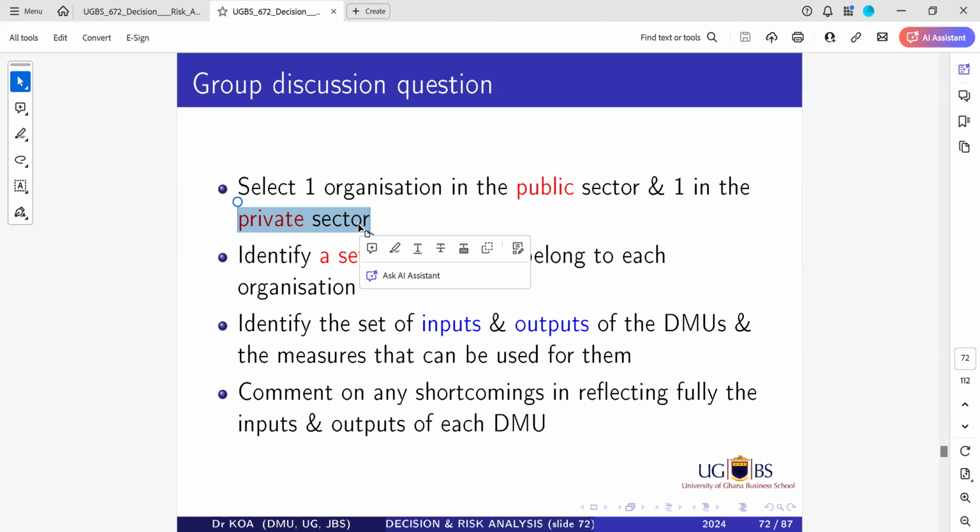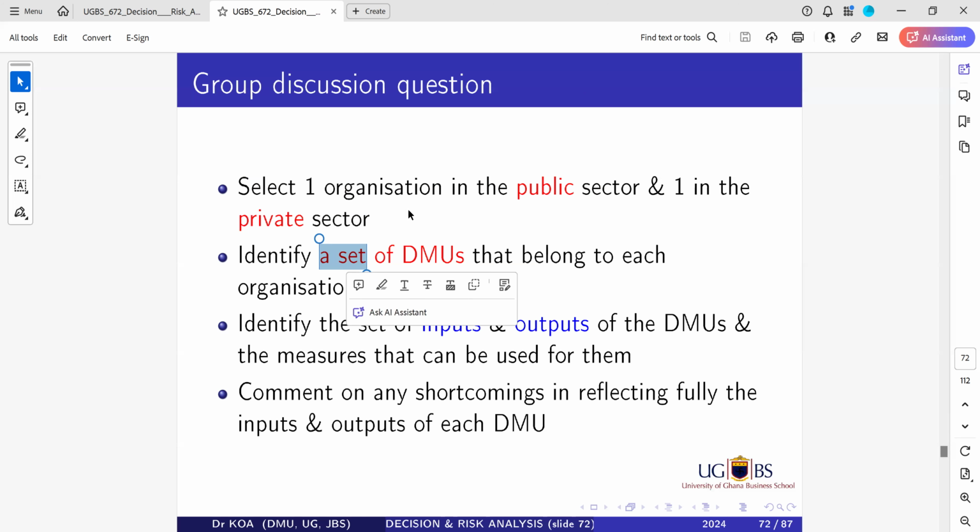But let's assume that we are dealing with public sector universities. And that's what you're supposed to pick. It can be IRS, revenues, police department, or several other things. What you do now is identify a set of inputs that belong to each of the organizations. And please, list as many possible inputs and outputs as possible. No less than 5. No less than 5.